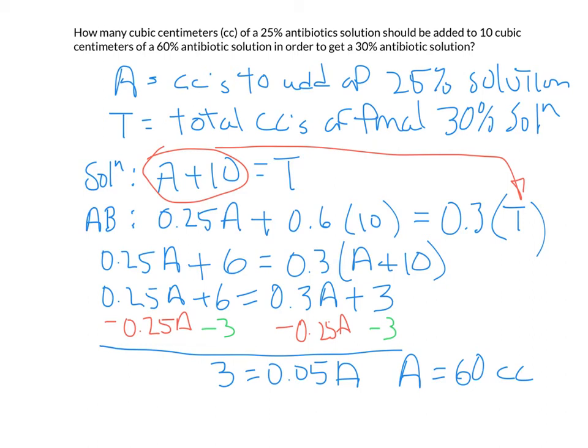So there's the answer to that question, and you can check for yourself. We're going to then wind up with 70 total cc's, and 30% of 70 is 21, so we'd have 21 total cc's of antibiotics in there. And that means 25% of 60 is 15, and 15 plus 6 is 21, so this works. Okay, you should be able to check that for yourself by plugging back in to make sure that both equations are satisfied. Let's do one more problem.